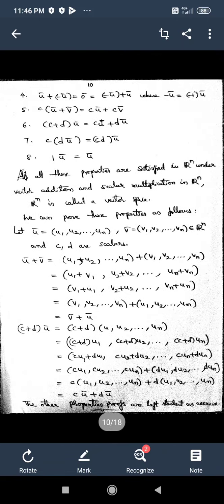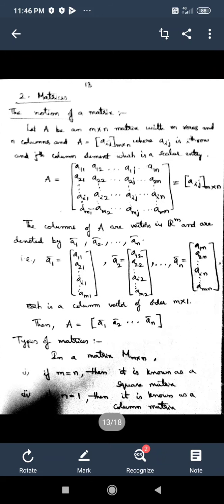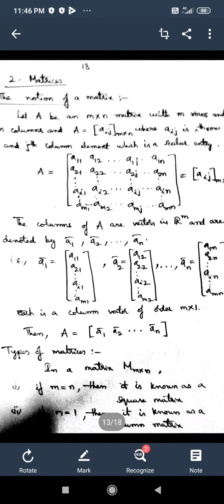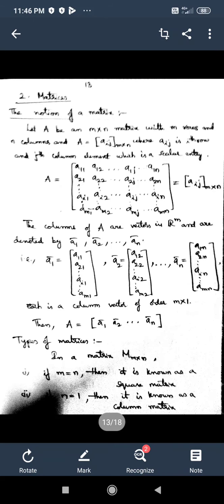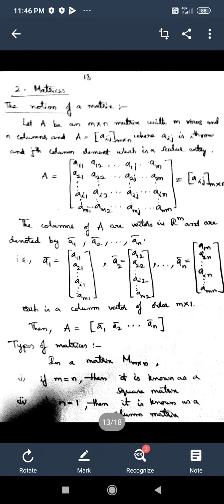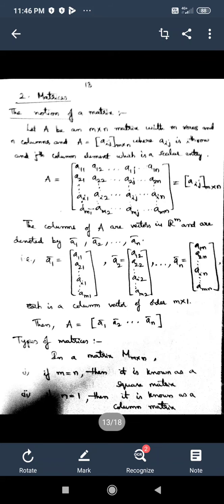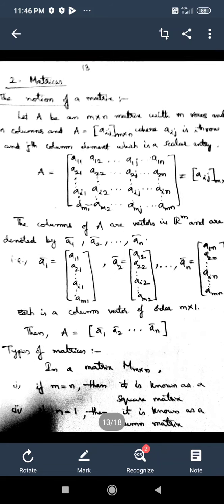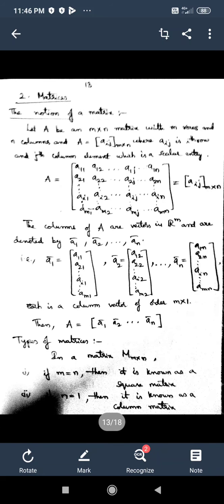And matrices is a term you have already come across in your earlier classes, but today I want to recall all that you have learnt in the topic of matrices, as we need it in the linear algebra topic in the later classes. So what is a matrix? The notion of a matrix, the concept of a matrix, we can see like this.